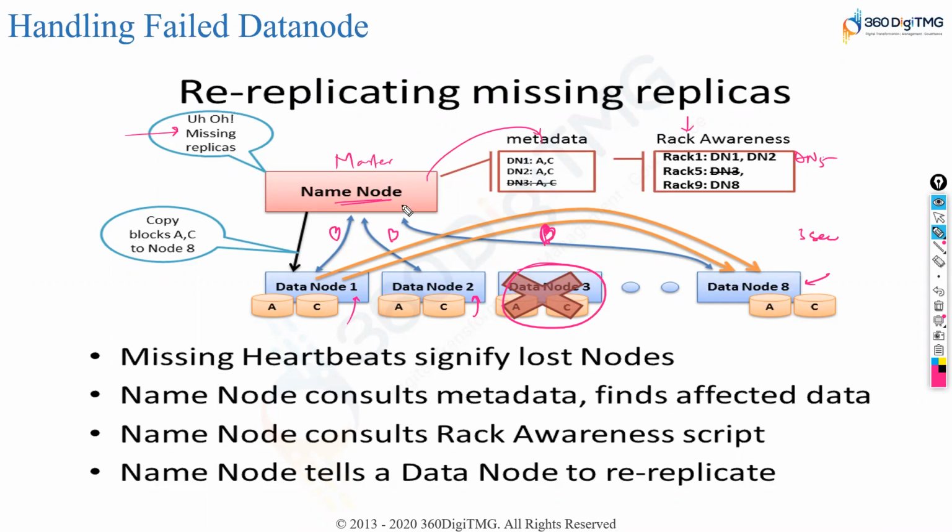A node is missing, right? This node did not respond. So immediately the metadata will tell us that node 3, which contains A and C blocks, are not accessible. So we will have missing replicas, right? So using this metadata and rack awareness script, name node will instruct node 1, which also has the same blocks, to copy those blocks to node 8. Why node 8? Maybe there is node 5. Let's say there is node 5 here. Why node 8 and why not node 5?